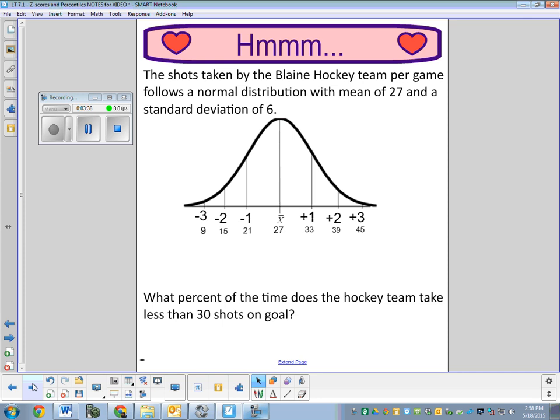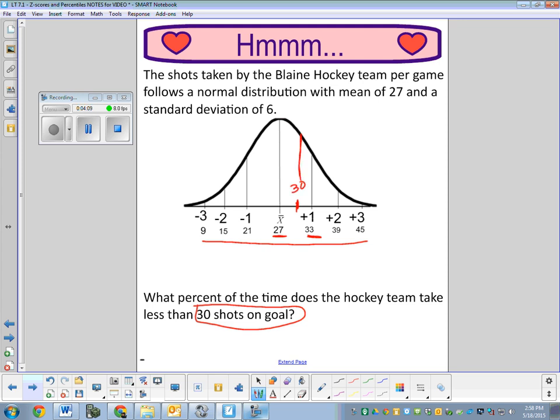So now we're going to take a look at a different kind of question. This question says, what percent of the time does the hockey team take less than 30 shots on goal? Now the problem with this number here is that it's nowhere on our scale. It's not any of our 7 numbers under our z-score scale. So where is 30 exactly? If we look at our scale, here's 27 and here's 33. 30 is exactly in the middle.